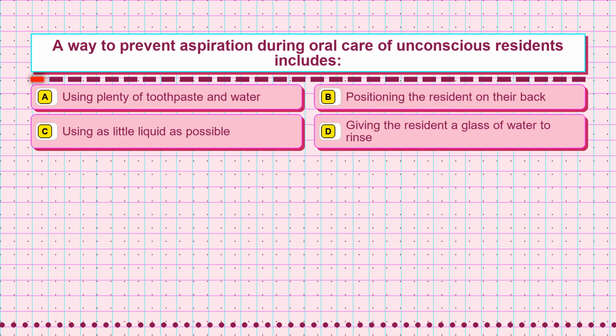Question 82. A way to prevent aspiration during oral care of unconscious residents includes: Option A, using plenty of toothpaste and water. Option B, positioning the resident on their back. Option C, using as little liquid as possible. Option D, giving the resident a glass of water to rinse.